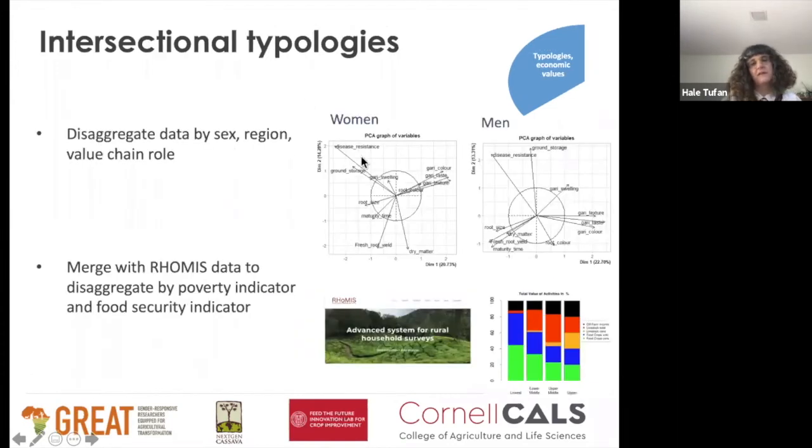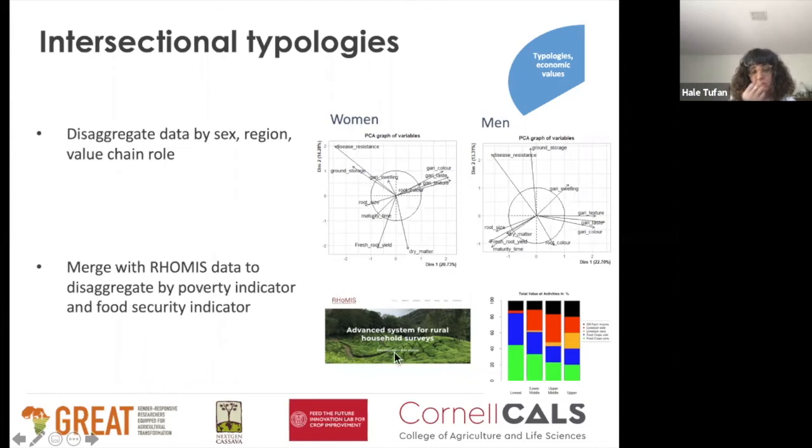So the next phase of this work that Ireti is digging into right now is, as we said, looking at men and women more broadly is interesting because we don't want to develop one typology for everyone in Nigeria, but what happens if we disaggregate the responses by sex, by region, by value chain role? Do we see differences? Does that PCA look different if we have women versus men? Does it look different if we have different regions? So she's working through that now, and I think it's really interesting to see if those typologies hold. Another thing that's really exciting and novel for this method is merging this data with the ROMIS data.